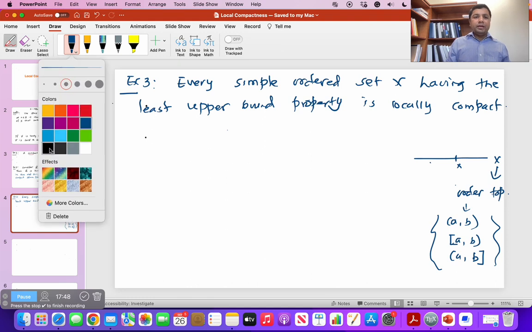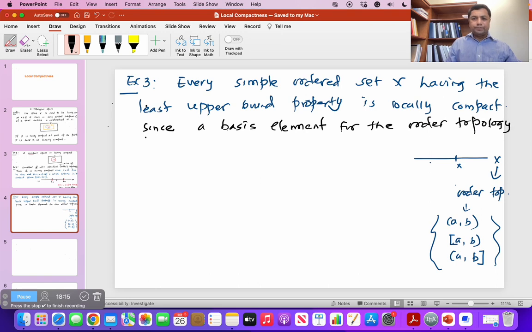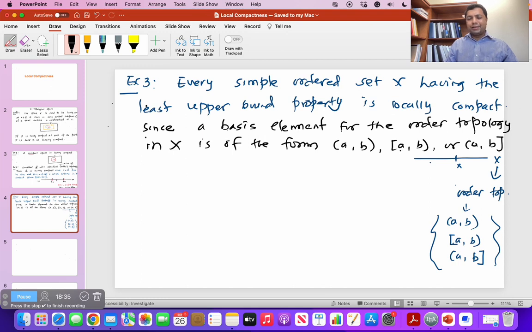Okay, now let me write down what I just described here. A simply ordered set having the least upper bound property is locally compact since the basis element for the order topology in X is of the form this open interval if there is no least or greatest element, and this half open interval, this one if there is a least element and that one if there is a greatest element.